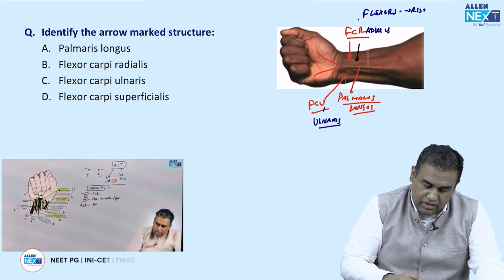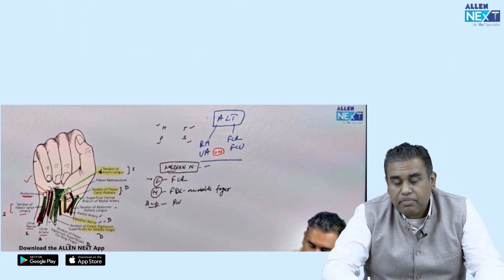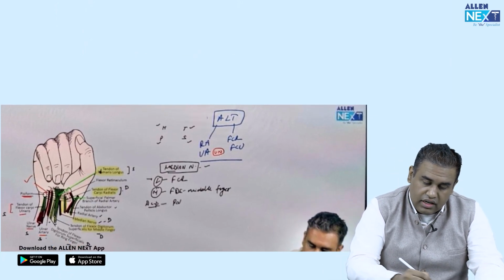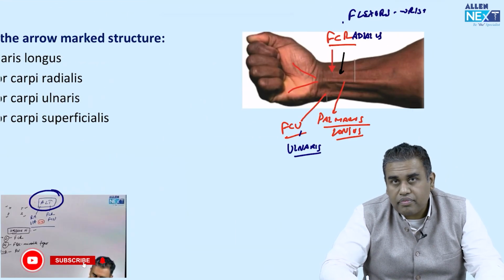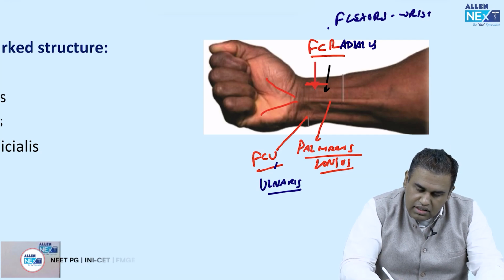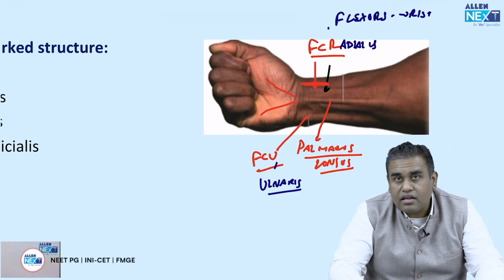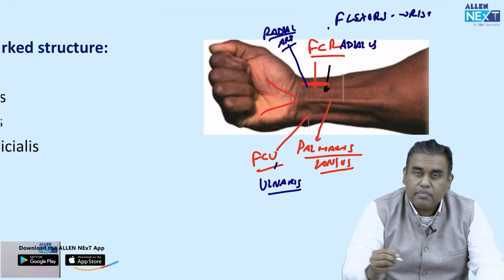Now, here is a screenshot. We had discussed all these tendons, nerve, artery, everything in this particular slide. Remember, we made a mnemonic. The mnemonic was ALT. What is ALT? Artery is lateral to tendon. So, if I come back to this image, this is where you will have this artery. What is this artery? Radial artery. This is where we normally palpate this artery. Artery is lateral to tendon, ALT.